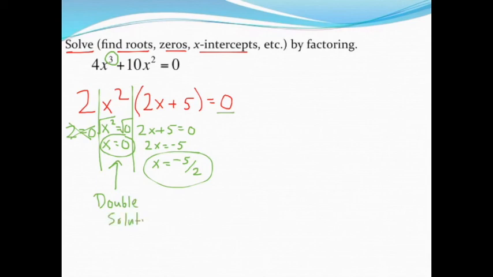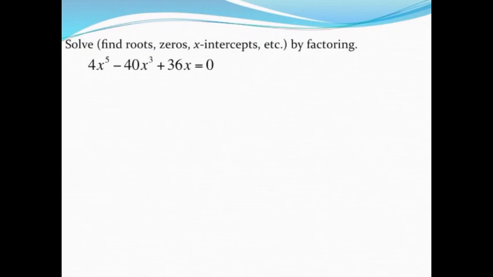Just in case you're like me, or like some people that want to know, where's your third answer? 0 actually has to be counted twice for the fundamental theorem of algebra to work. So there's my solutions. There's all 3 of them, even though I only see 2. And again, at the end of the video, I'm going to show you how to check these on your calculator.